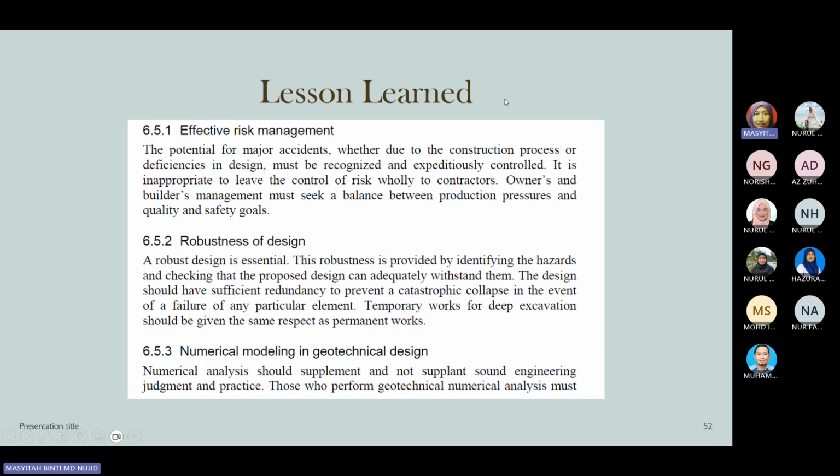So what are the lessons learned? These are mentioned in other articles. Firstly is effective risk management. The potential for major accidents should be observed, whether due to the construction process or deficits in design. And then the owner of the building management must seek a balance between production pressures and the quality and safety goals. Robustness of the design is very essential, and the design should have sufficient redundancy to prevent a catastrophic collapse in the event of failure of any particular element.